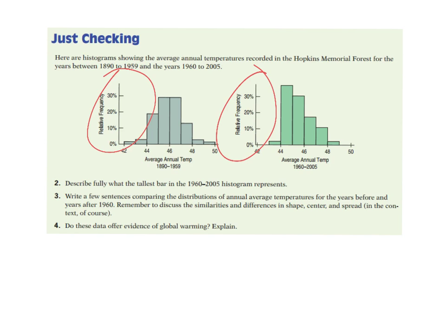But it's saying describe fully what the tallest bar in 1960 to 2005 represents, and then write a few sentences comparing the distributions, and finally, do these offer evidence of global warming? So take a few minutes, pause the video, and I'll be back.